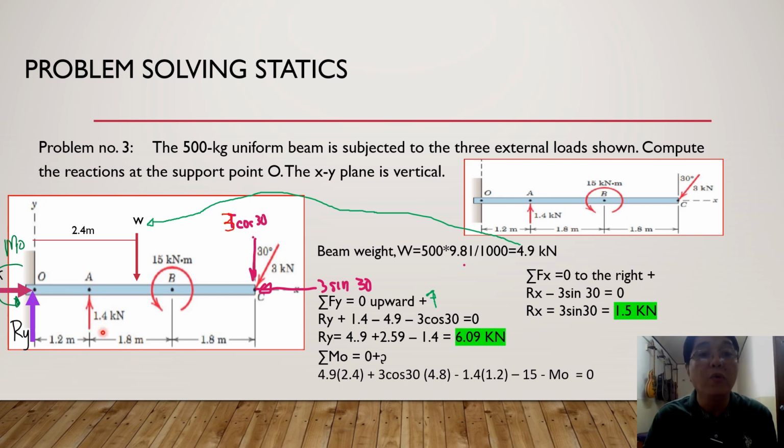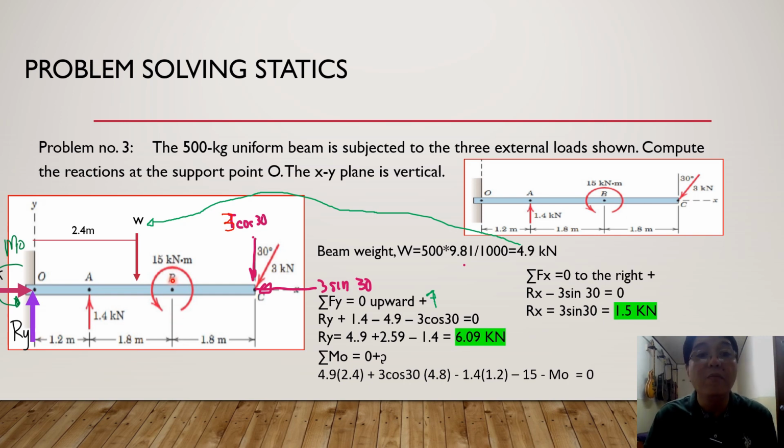Now, meron pa tayong ibang moments. Ito, yung 14.4 kilonewton na to, anong mapoproduce nito? It will produce a counterclockwise moment if this is our axis of rotation. So therefore, negative 14.4 times what is the perpendicular distance? 1.2. Now, meron pa ba? Ito yung moment na yon. So, itong moment na to is actually acting counterclockwise. That is 15.